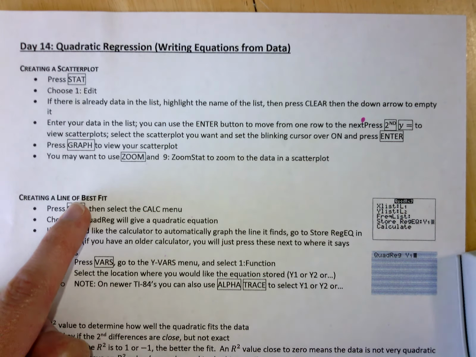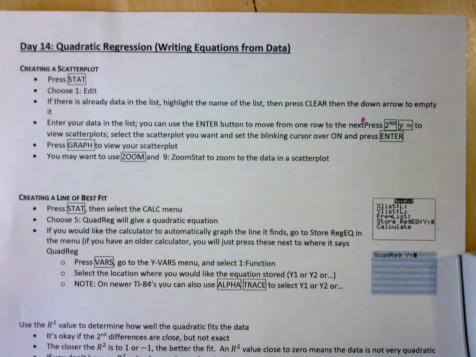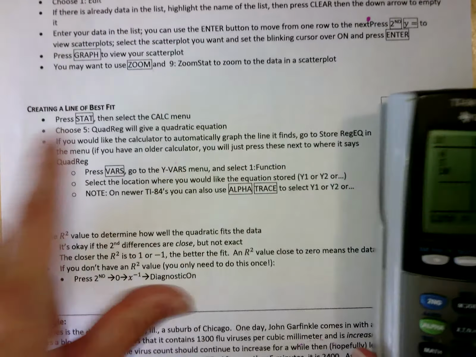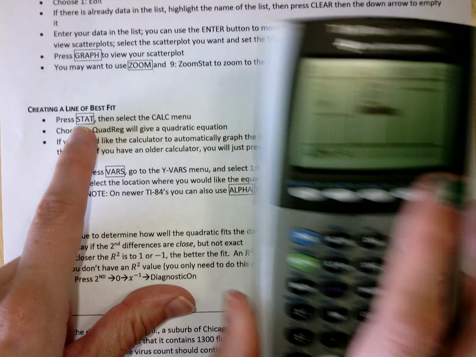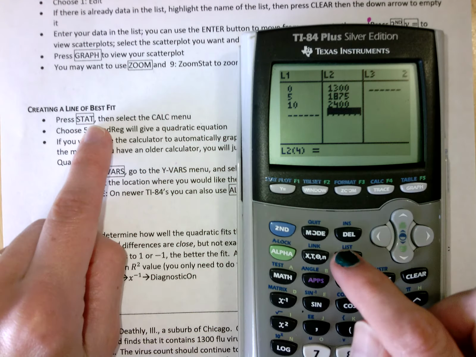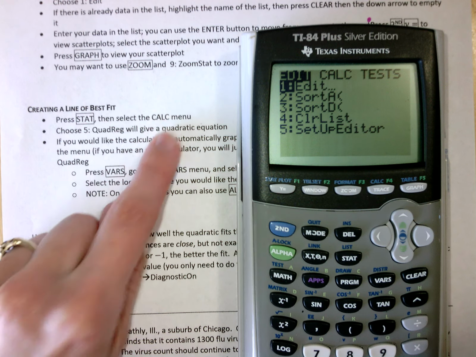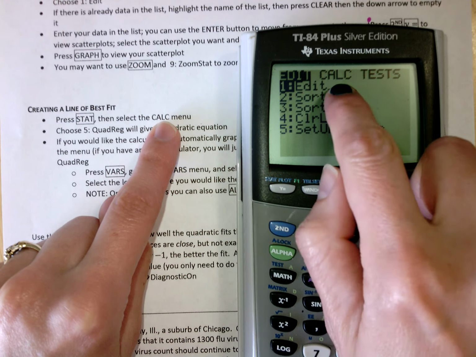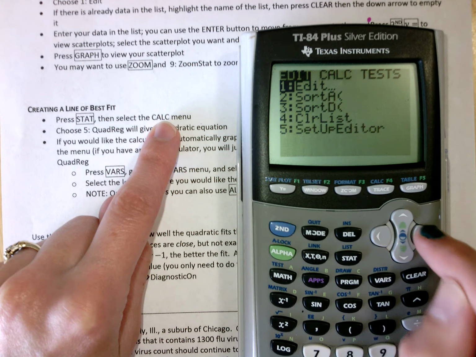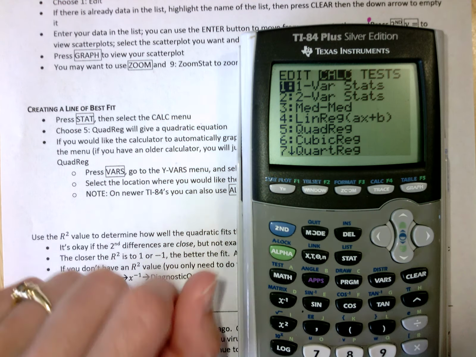This is how to get it so that you can see your scatter plot, and we'll come back to that in a minute. Because we also want the function. So we're going to make a line of best fit. What we're going to do next is go back to that stat menu. And now I want the calc menu here. So I'm going to go over to the calc menu.